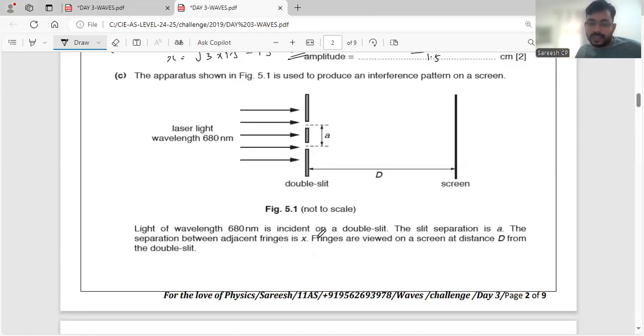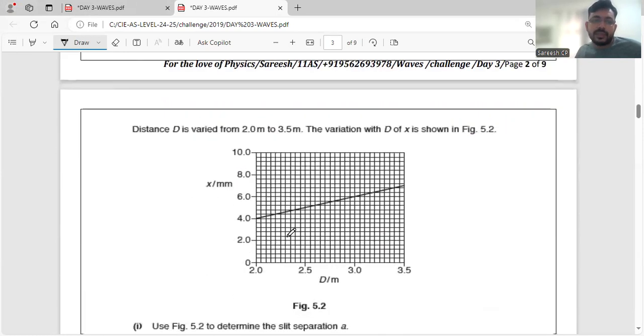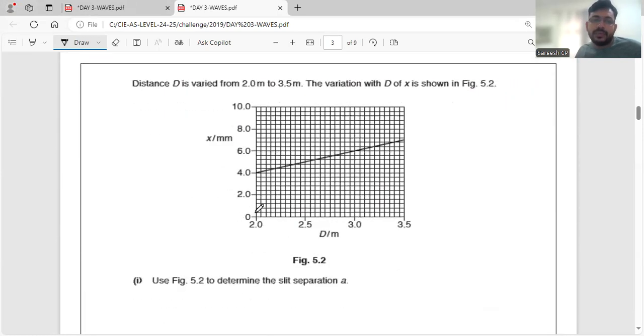So fringe width is X. Fringes are viewed on the screen at a distance D away from the slit. The distance D is varied from 2 meters to 3.5 meter. The variation of D with X is given.